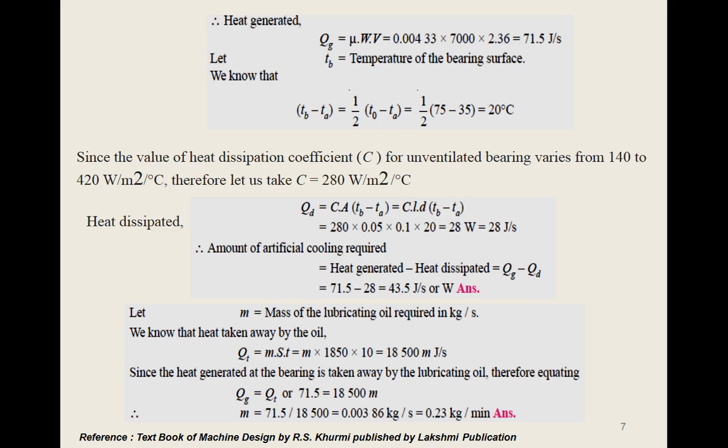The second one is to calculate the mass of the lubricating oil required in kilogram per second, and the equation is Q equal to m s delta T. M is unknown, S is given in the question as 1850, and the temperature difference delta T is already given as 10 degrees centigrade. So the mass m of oil required for the artificial cooling is calculated as 0.00386 kg per second, or we can say 0.23 kilogram per minute.